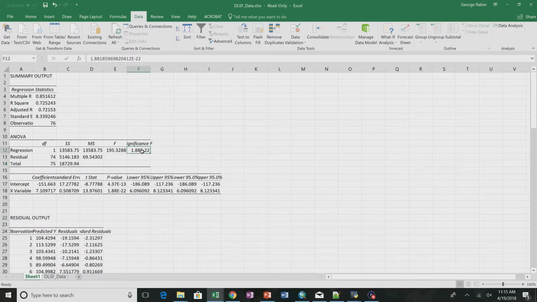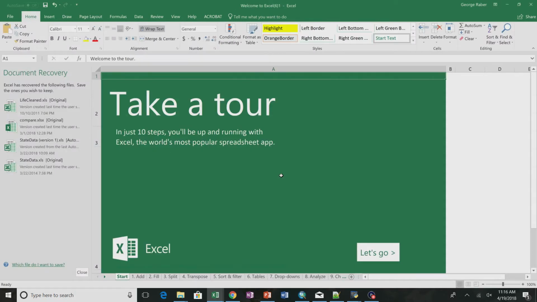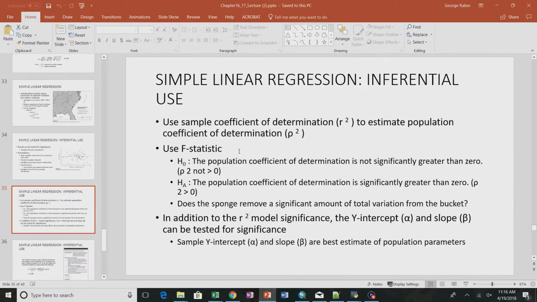Okay. So this is the significance of the relationship right there, that value. That's the p-value. So that p-value is very, very tiny. What's a tiny p-value always mean? It means to reject a null hypothesis. So that means that the coefficient of variance is significantly greater than 0. That's this one. So the sponge does remove a significant amount of the total variation for the bucket.